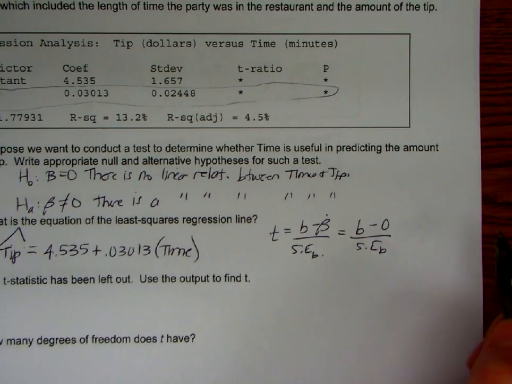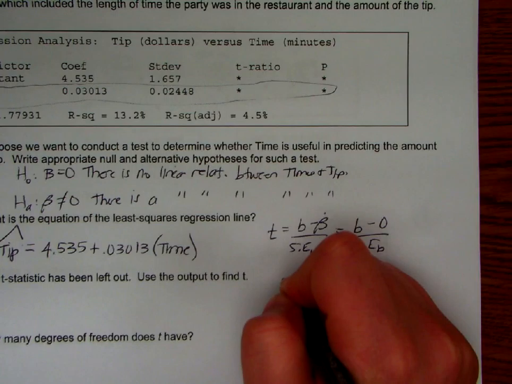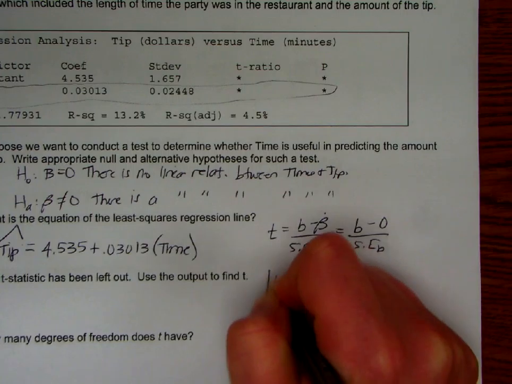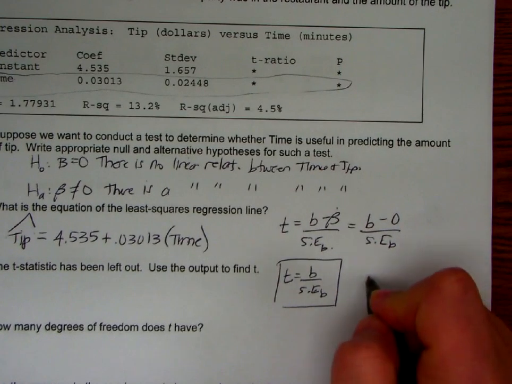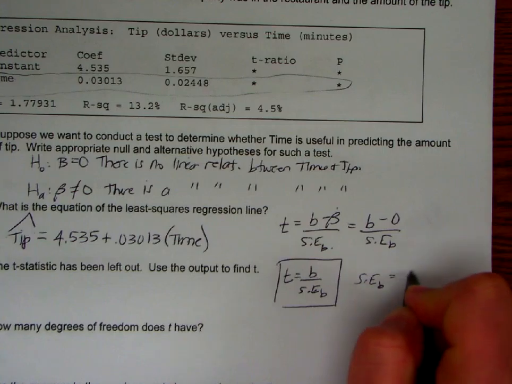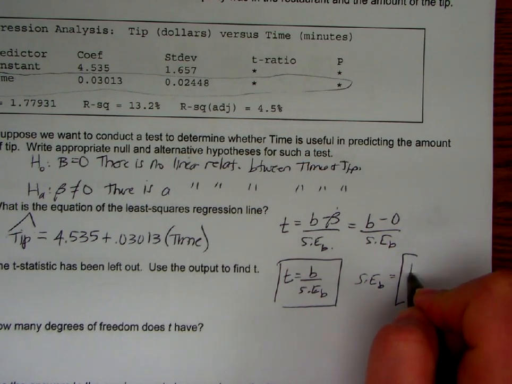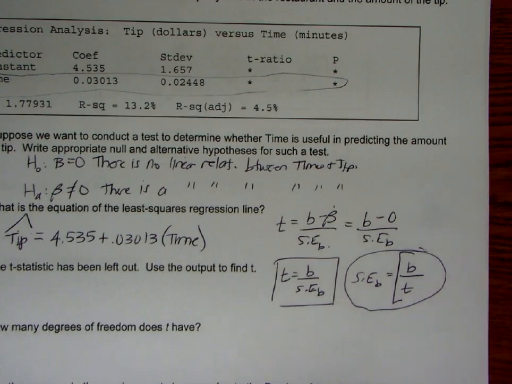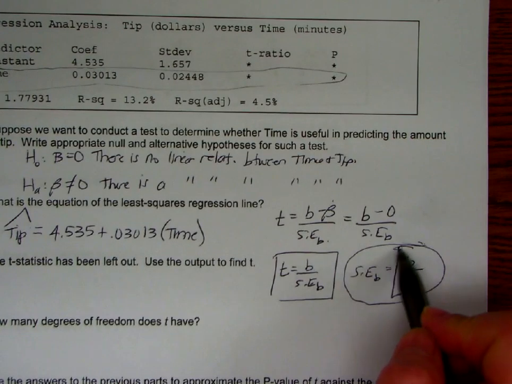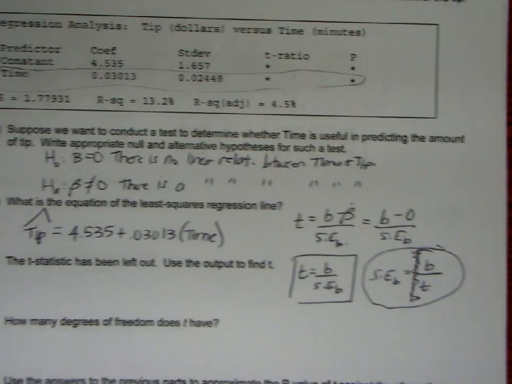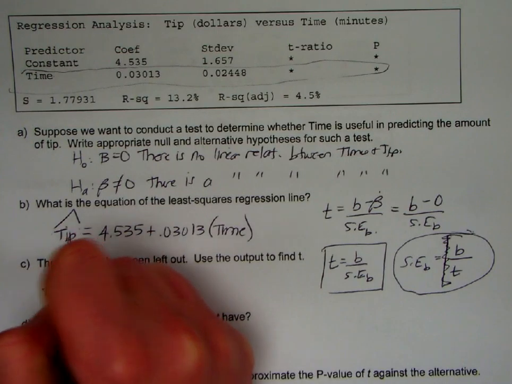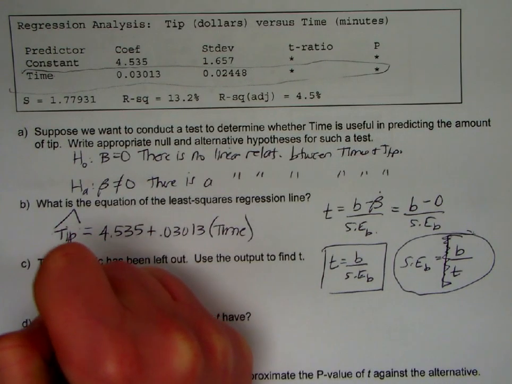And so what happened is t is equal to b over the standard error. And likewise, you can solve for standard error, and that's equal to b over t. Sorry, there should be a box around that. So this is nonsense, I don't know why I drew that. Okay, so knowing what we look at, t is equal to b over the standard error of the slope.